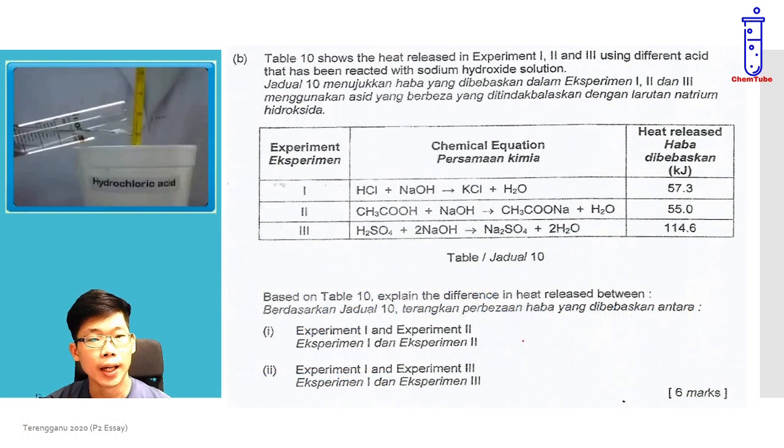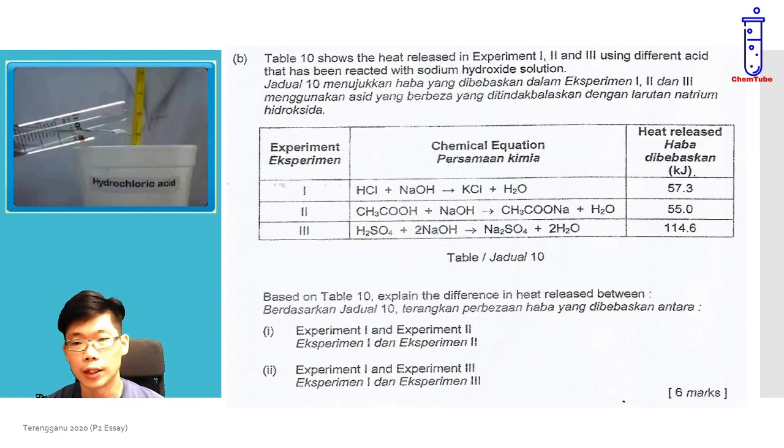B. The table shows the heat released for experiments 1, 2, and 3, using different acids reacted with sodium hydroxide solution. So this is a neutralization reaction. You can see the acids used are different. Set 1 is hydrochloric acid, a strong acid. Set 2 is a weak acid, ethanoic acid. Set 3 is sulfuric acid, a strong diprotic acid.